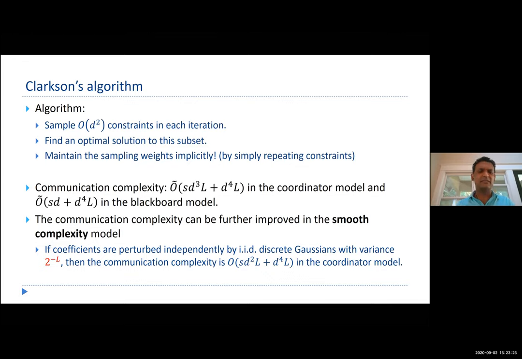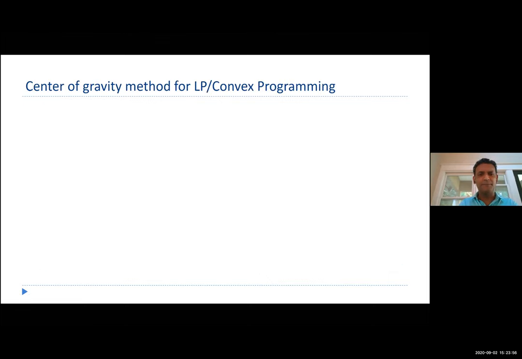And so the obvious fix is let's round. But if you round, you really lose the accuracy and you're no longer sure if it's an exact solution. One way to highlight this is to say that if we smooth to exponentially small numbers, so if we smooth by 2 to the minus L, meaning we add a Gaussian of variance 2 to the minus L to every coefficient, then the communication complexity becomes s d squared L for this algorithm. And something interesting going on here is that this is getting close to the lower bound of d squared L.